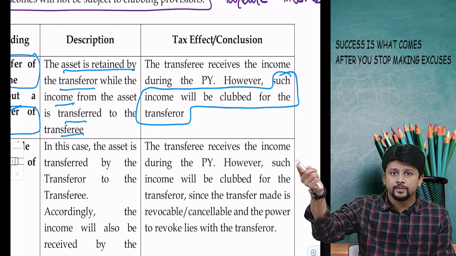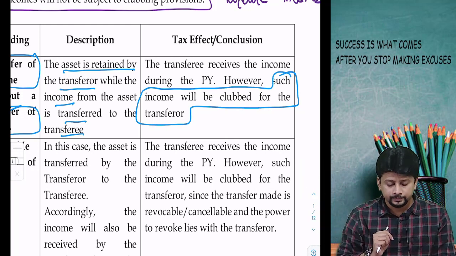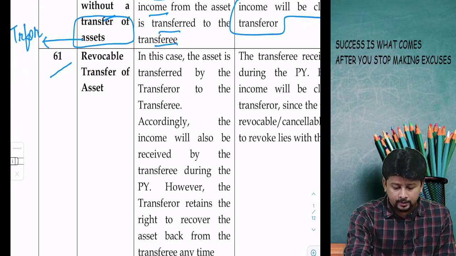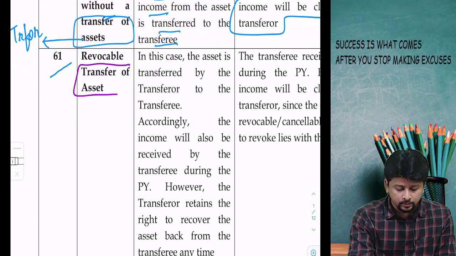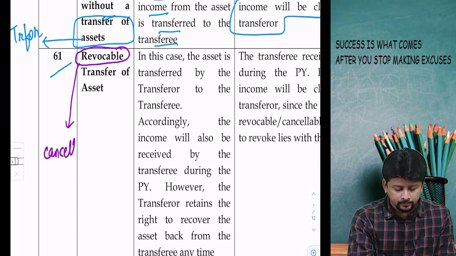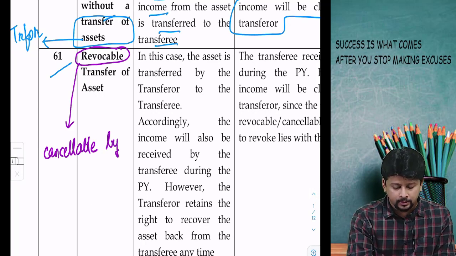The income is received by somebody else, I am the transferor, that income will be included in my computation. Section 61 goes a step ahead. It says that there is a transfer of asset, no doubt, but the transfer of asset is a revocable transfer. Revocable transfer means it is a cancelable transfer. It is cancelable. The transaction can be reversed.